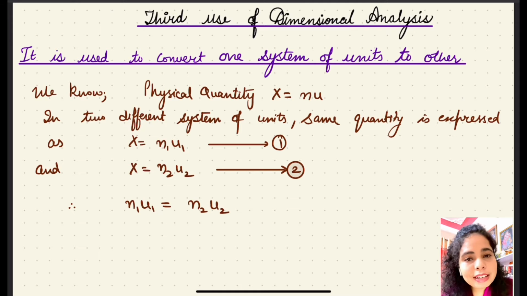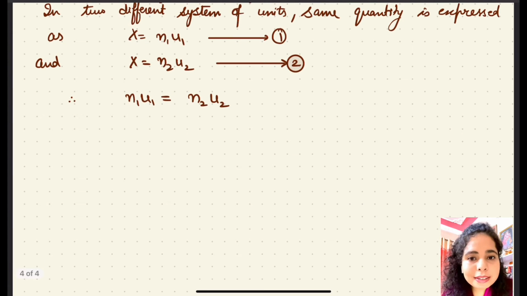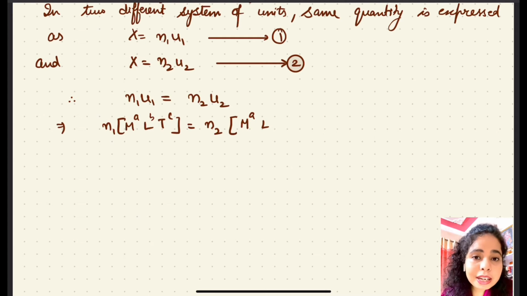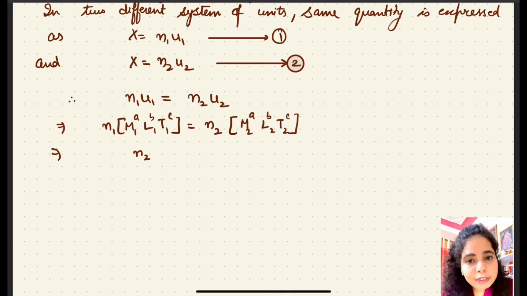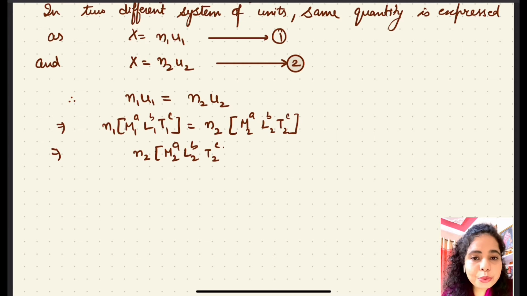So that is why we can say n1 u1 = n2 u2, because both are representing the same physical quantity. From here we can represent n1, and instead of writing u1, we will write the dimensions, that is M^a L^b T^c, equal to n2 M^a L^b T^c. But in both systems we have different measurements. In the first system we are using units like kg, and in the other gram. So we have M1 L1 T1 on the left-hand side and M2 L2 T2 on the other side.